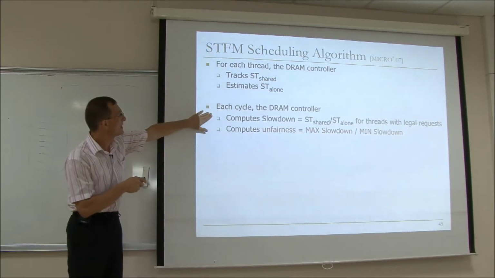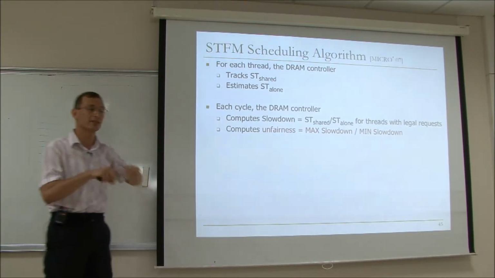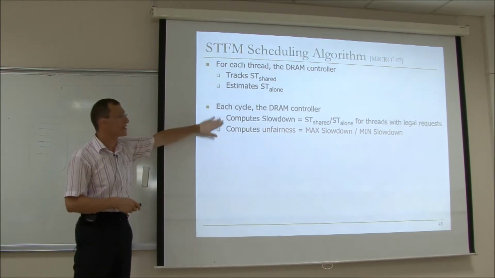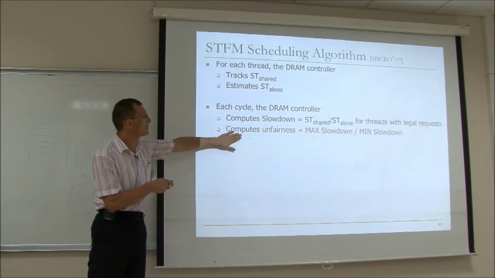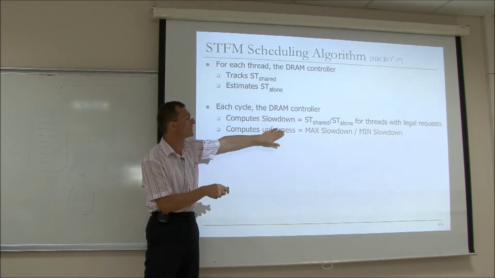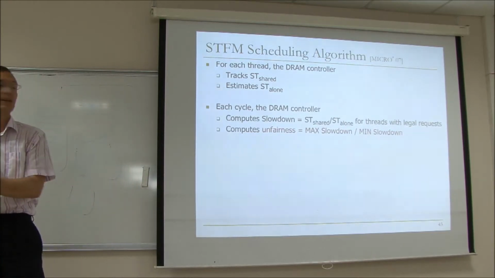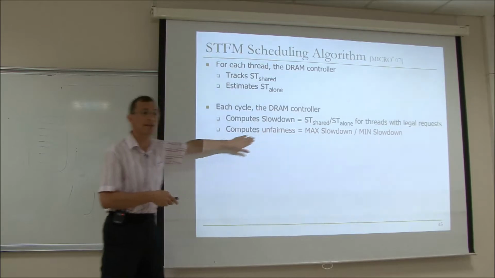Each cycle, the memory controller computes a slowdown value, stall time shared divided by stall time alone, for threads that have legal requests that can be scheduled at that point. Some threads may not be able to schedule requests because there may be a bank conflict, right? It also computes unfairness using these values. This unfairness, remember, is defined as the maximum slowdown in the system divided by the minimum slowdown in the system. The thread that has the minimum slowdown and the thread that has the maximum slowdown, you take them and divide their slowdowns, and that's unfairness. And I'll give you an example.